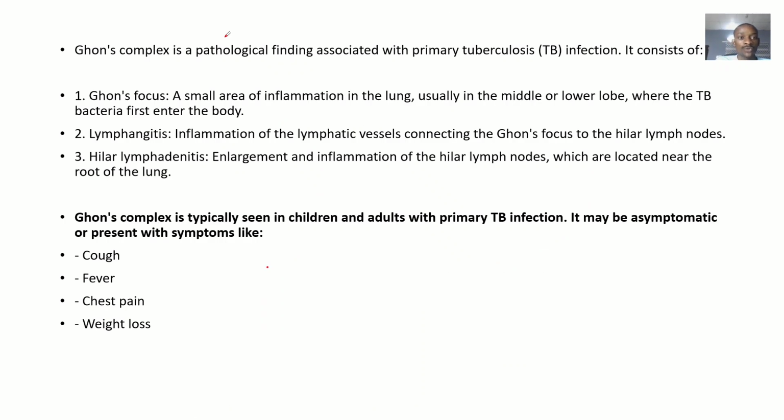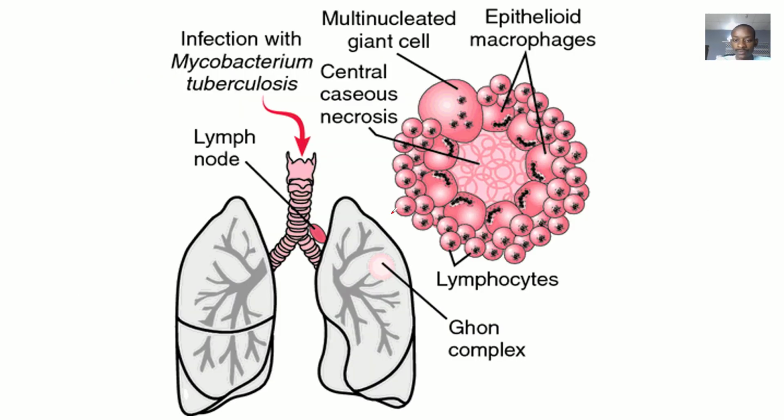So we said that a Ghon's complex is a pathological finding which is associated with what? Primary tuberculosis infection. So you could say it's like an inflammation here, and that's what we call a Ghon complex. This is the composition of a Ghon's complex, which we'll be coming back to.